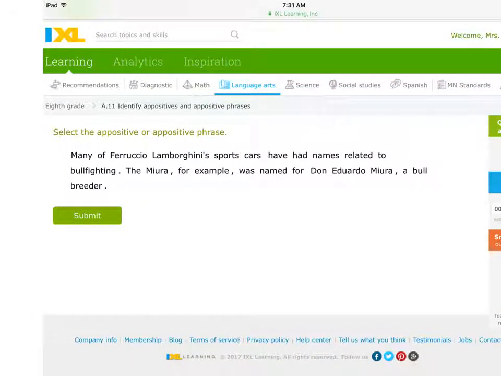Many of Ferrucci Lamborghini's sports cars have had names related to bullfighting. The Miura, for example, was named for Don Eduardo Miura, a bull breeder. So here they kind of trick us up a little bit, because again, I told you that some appositives are surrounded with commas. So they surrounded, for example, with commas, but that's not a noun phrase. A bull breeder? That is a noun phrase. Is it describing another noun? Sure is. It's describing Don Eduardo Miura. That is my appositive, and because it's non-essential, I can put it in commas and it'll stand out a little bit more. So a bull breeder would be my appositive phrase.